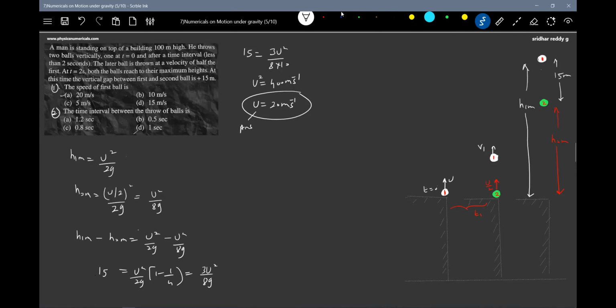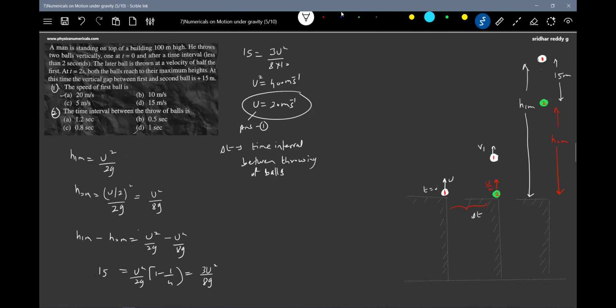I'll write it, the answer for the first one. Next, the time interval between the throw of the balls. Okay, this is what T1 is asking, or delta T. What will be that? What is delta T? Time interval between throwing of the balls.